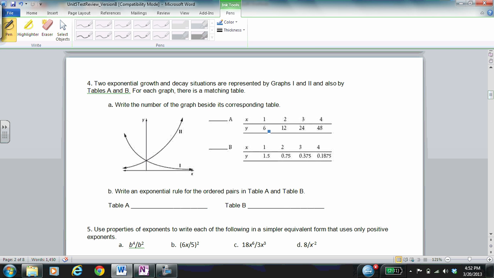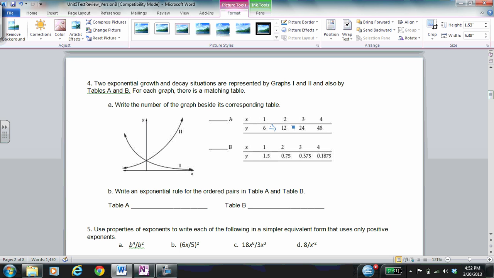The y values start at 6, and they're increasing by a constant multiple of 2. 6 times 2 is 12, times 2 is 24, times 2 is 48. So we know that that's exponential growth, right? Anytime that we're always multiplying by a constant number, it's exponential growth. So we said it's increasing exponentially. Which graph looks like it's increasing exponentially? That's right, graph 2 is increasing exponentially. Now looking at table B, it's decreasing, so it has to be graph 1 because graph 1 is decreasing exponentially.